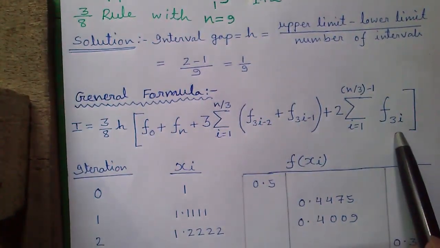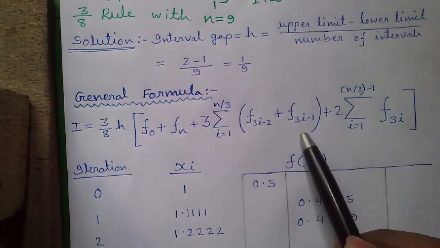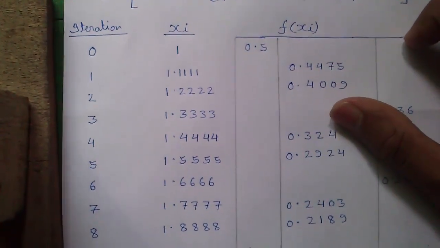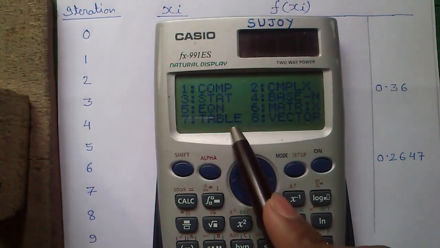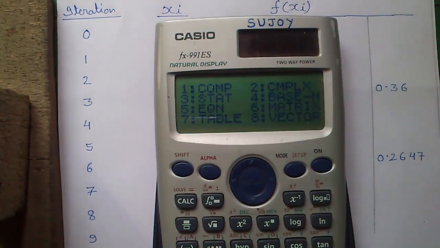This is the general formula for Simpson 3/8 rule. I will come to it later. So first we will construct this table with the help of table mode of Casio fx-991ES calculator.